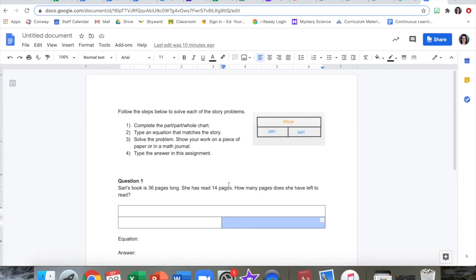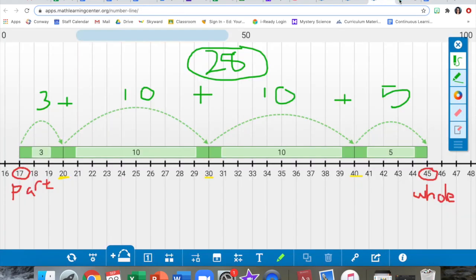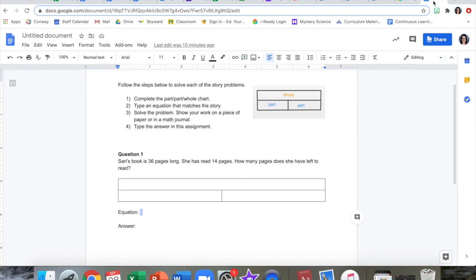So, first you read it, then you do the chart, then you type your equation that matches the story. I left out the part where you show your work because you are probably going to show your work on a piece of paper, or maybe you're going to try one of these apps, but either way, you'll be doing your work elsewhere. However, you do need to put your answer on this Google Doc.